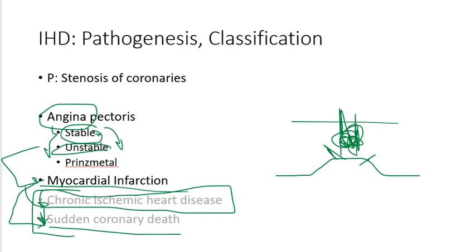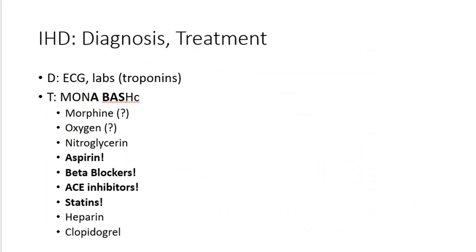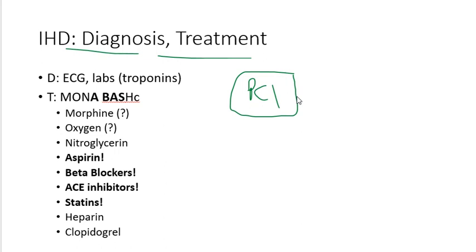Now we're gonna cover diagnosis and treatment of ischemic heart disease. We already covered PCI. There is one more treatment. PCI is an interventional radiology method of treating myocardial infarction. We covered this.